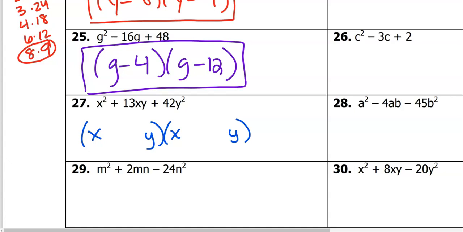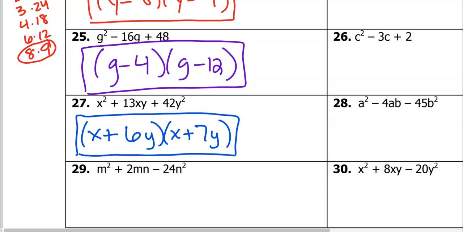So we know they're the same sign, right? To get a positive number, they both have to be positive themselves. And I'm hearing y'all say it. It is 6 and 7. There you go. So it's x plus 6y and x plus 7y. So that's all the extra variable does. You're just going to add it to the end. Okay, that's all that means.